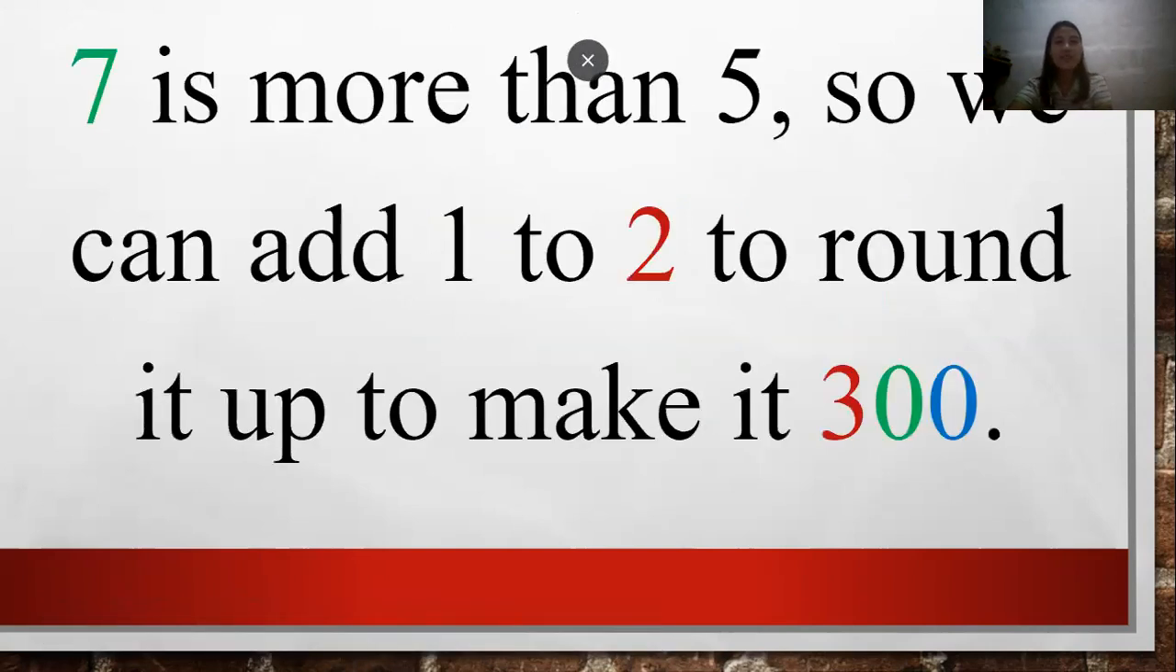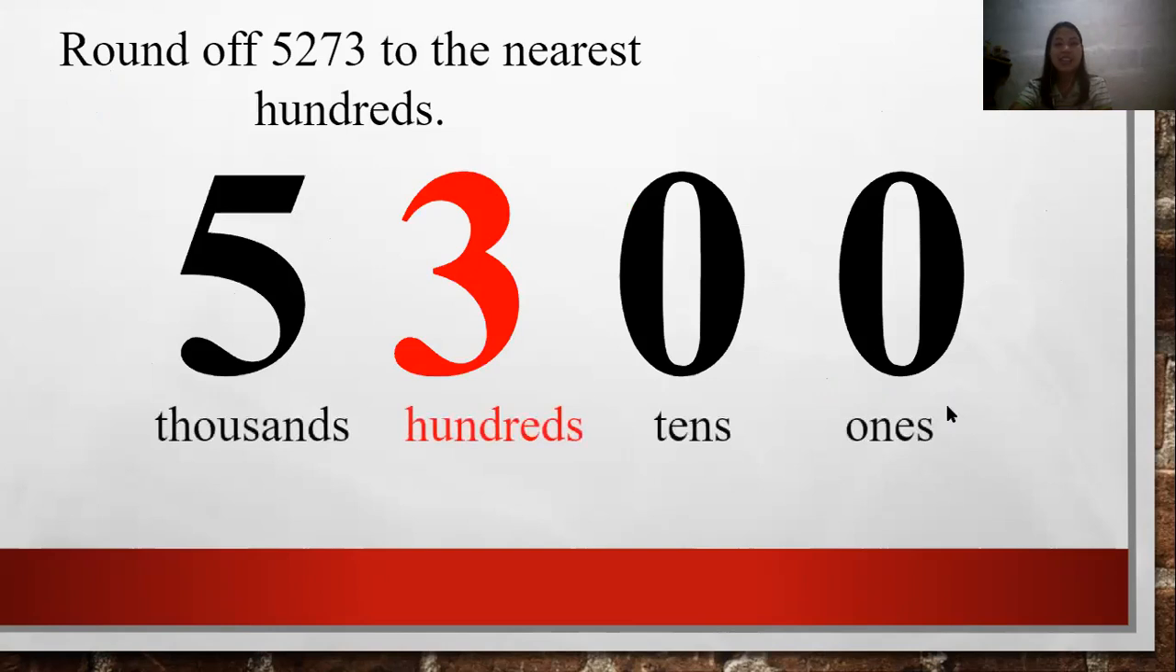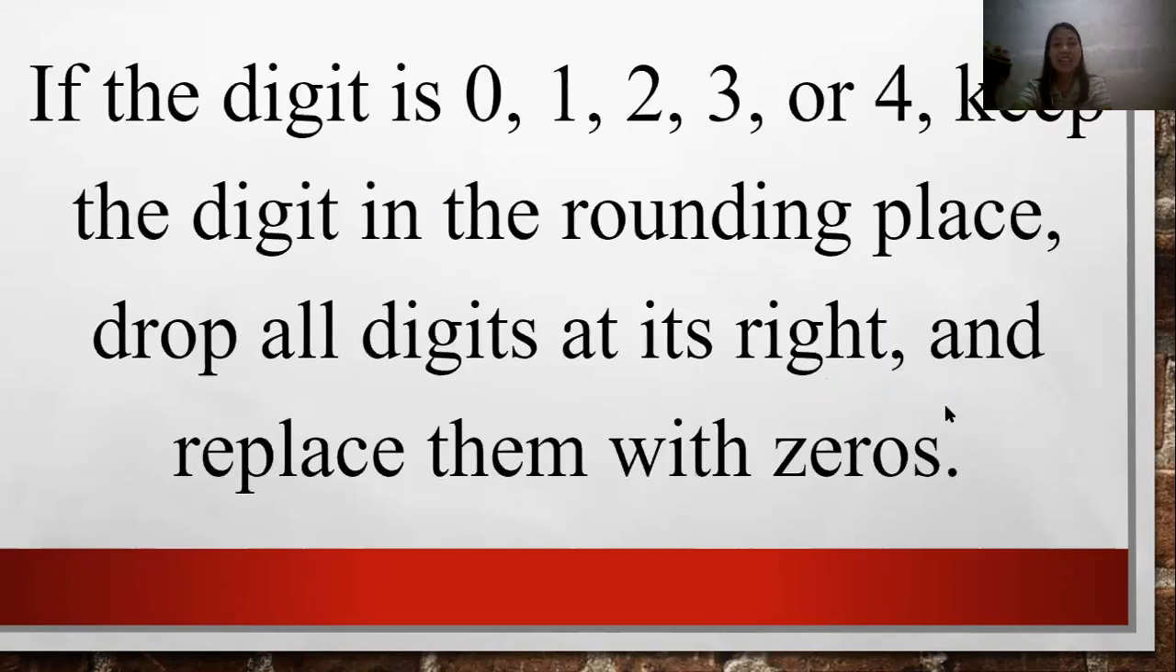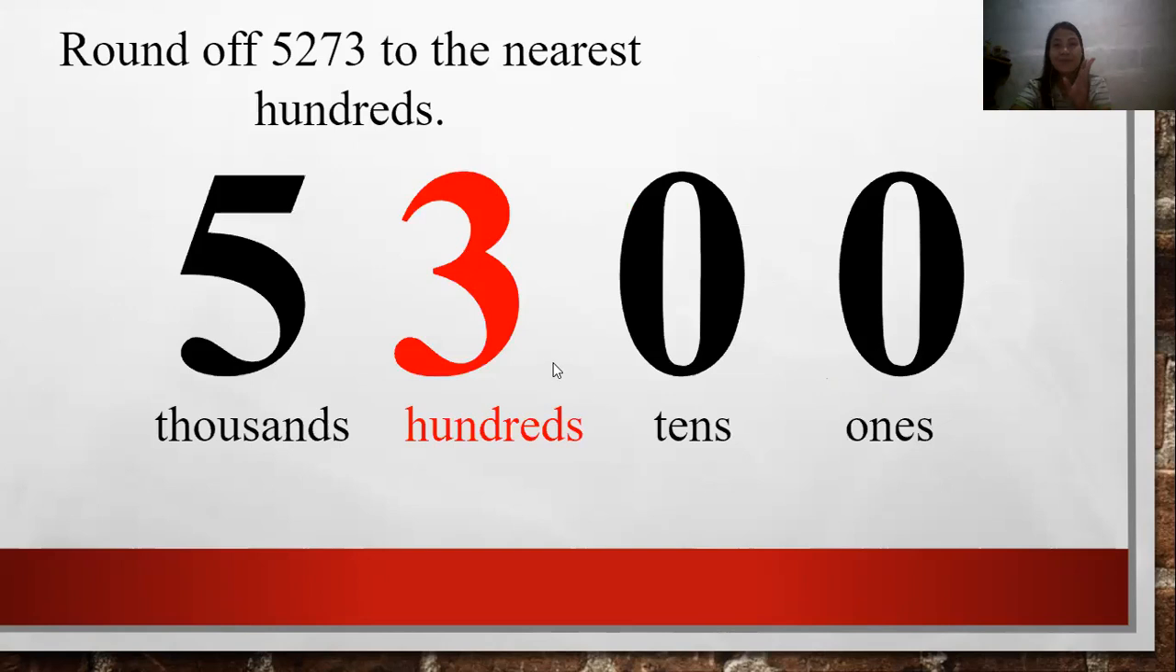Okay, 7 is more than 5, tama? So si 7 ay mas mataas kay 5. So we can add 1, mag-add tayo ng 1 doon sa number 2, tama? To round it up to make it 300, or 3, and 0, 0 si 7 and si 3. So 5,300. Ang nangyari na po doon sa numbers, 5,273 na round off na siya in 5,300.